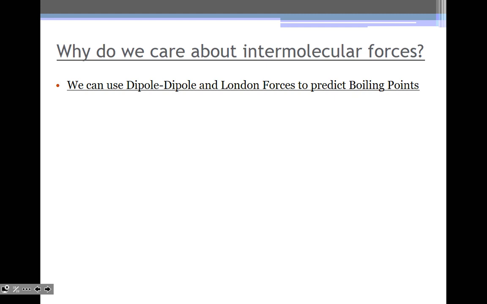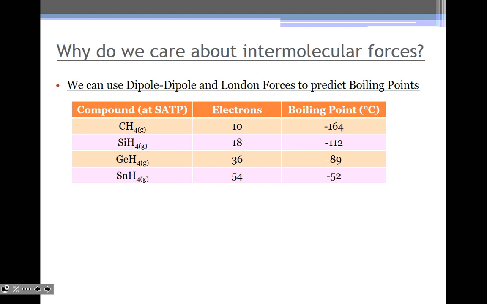So why do we care? We use our understanding of dipole and London force to predict boiling points, also hydrogen bonding, but we'll talk about that later. So let's compare some substances. Let's start with this substance here, CH4. It has 10 electrons. Let's compare that to SnH4. It has 54 electrons. Well, this guy is going to have a higher boiling point than this guy.